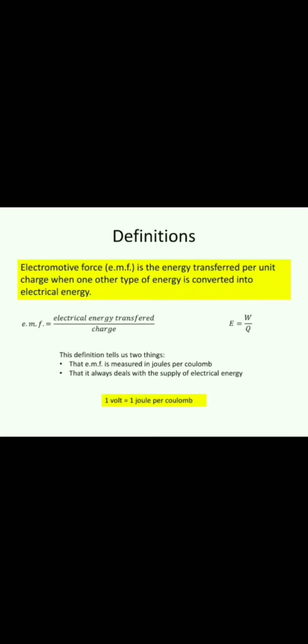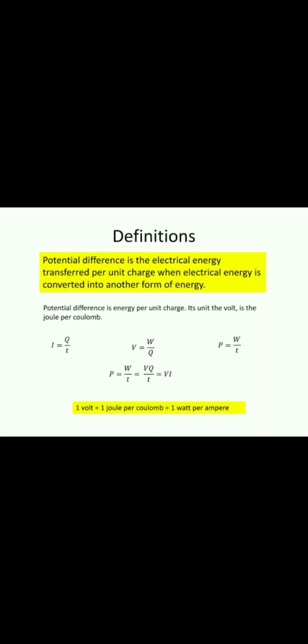The definition tells us two things: that EMF is measured in joules per coulomb, and that it always deals with supply of electrical energy. Potential difference. Potential difference is the electrical energy transport per unit charge when electrical energy is converted into another form of energy. Its unit is volt. The formula of potential difference is V is equal to W by Q, where W represents work done and Q represents charge.